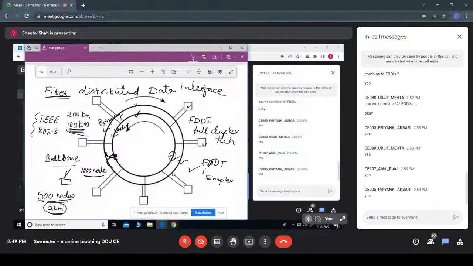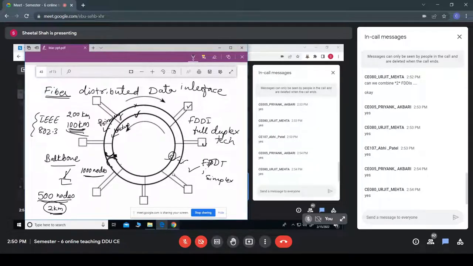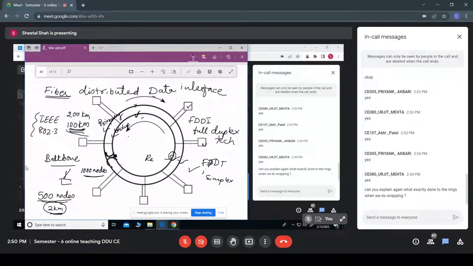If the second ring is not needed for the backup, then this second ring can also be used so that data can be transmitted in this direction, and the other data can be transmitted in the other direction. That way also it can be done. So these are some of the variations which use this token passing technology, that is 802.4, 802.5 as well as FDDI. As I said, here we are having two rings, among that one of them is primary, the other one is for the backup. Say suppose one of the rings would fail, then still the network would not go down, it would continue with the other ring. Is it clear, Urjit?